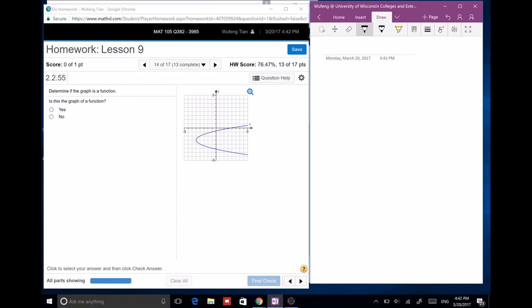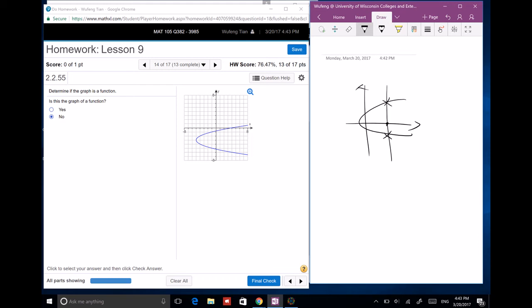Is this a function? No, it's not a function because you use the vertical line test. If you use a vertical line test, you have two intersection points, which means for one x value you have two different y values corresponding to the same x value. If it has more than one intersection point, it's not a function.